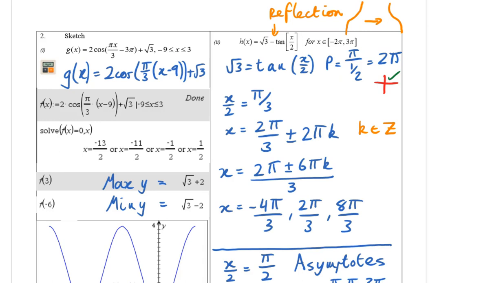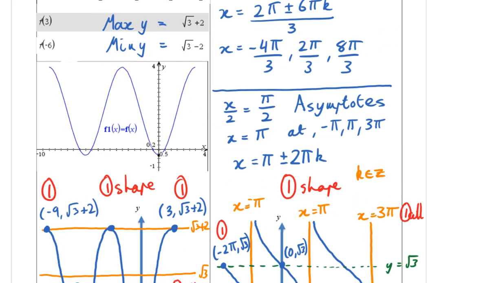Adding and subtracting my period. Not many x-intercepts, so having that period of 2 pi means that we don't have lots of x-intercepts, just these 3 different ones here. And the asymptote, same kind of thing. So x over 2 equals pi on 2. So whatever is in the tan function equaling pi on 2, giving us pi. Adding or subtracting our period of 2 pi k gives us negative pi, pi, and 3 pi.